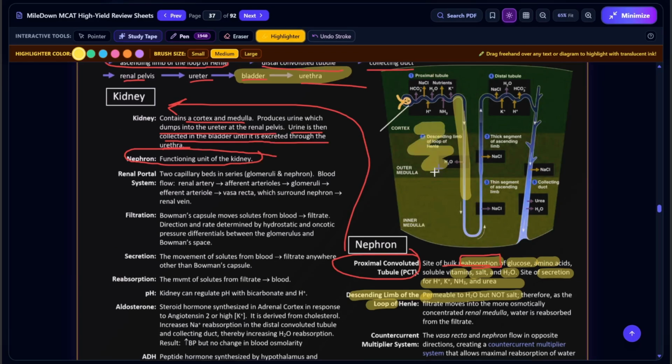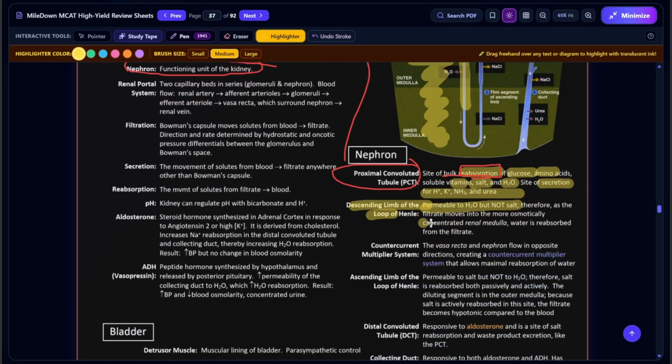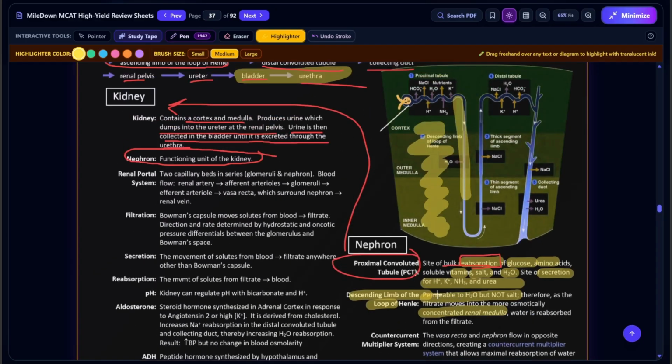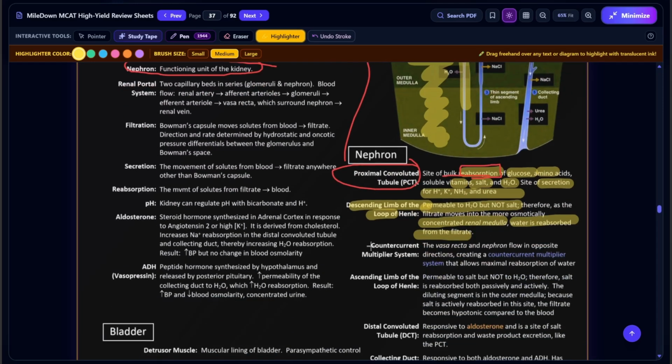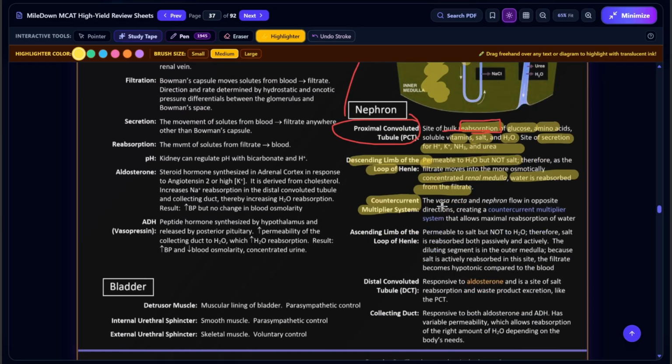So this medulla is on the outside. Because the renal medulla is concentrated, the filtrate wants to move into that concentrated area because there's a lot of water. So water is reabsorbed from the filtrate into your body. Countercurrent multiplier system. So the vasa recta and nephron flow in opposite directions, creating a countercurrent multiplier system that allows maximal reabsorption of water. Maximal reabsorption of water.